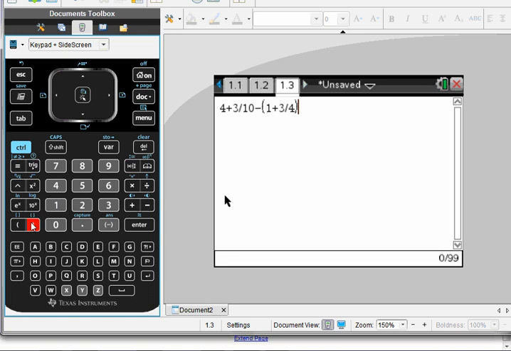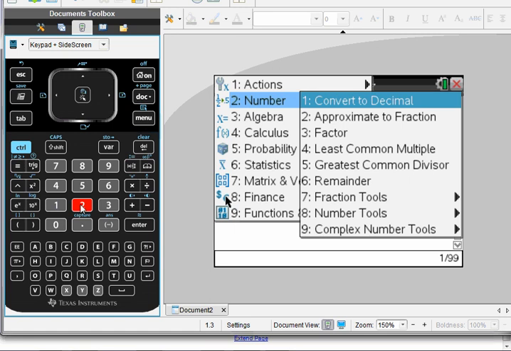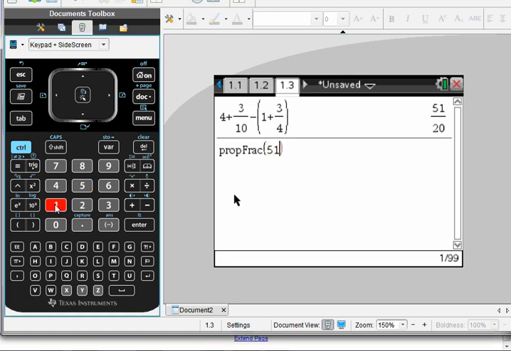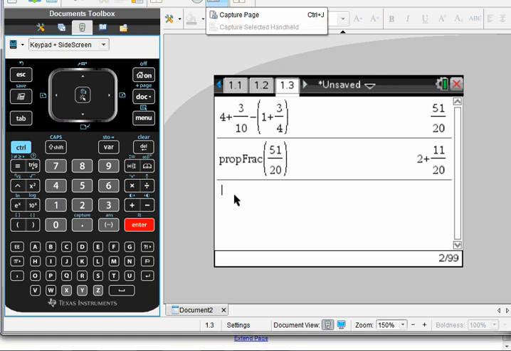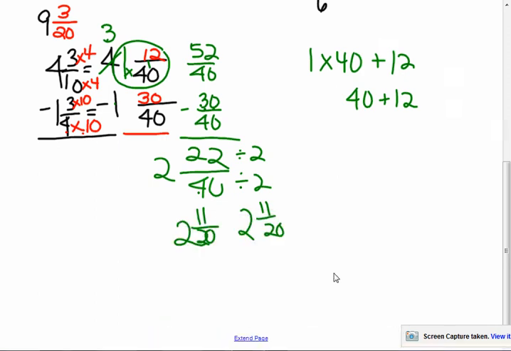Now, I believe that'll give me everything reduced, but I didn't get a mixed number. So guess what? I've got to change that. I'm going to take my menu button, press 2 for number, and I want my fraction tools. And I want a proper fraction, 51 divided by 20. Whatever. 2 and 11/20. I'm going to take a picture because I can. Well, I got 2 and 11/20.